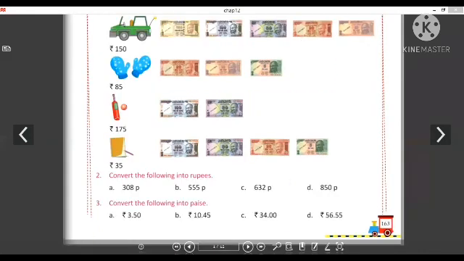Now in question number 2, we have to convert the following into rupees. So A, 308 paise. So what we are going to do? We are going to convert this value into rupees. So how are we going to write?